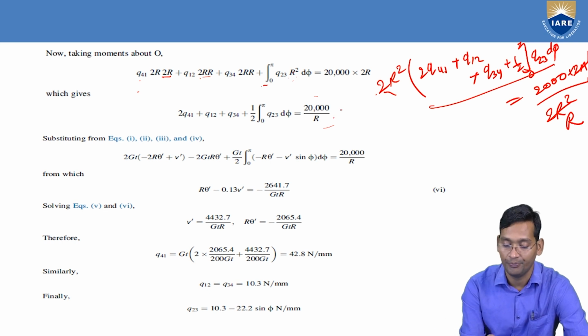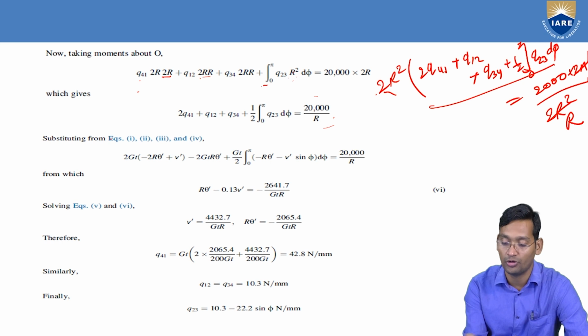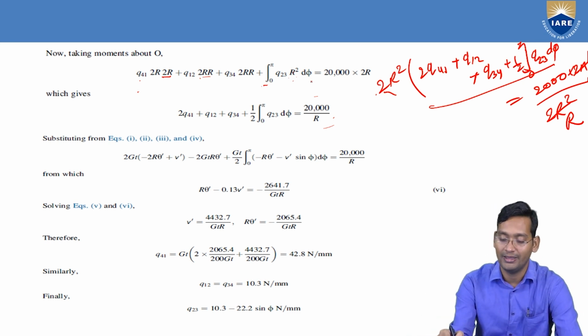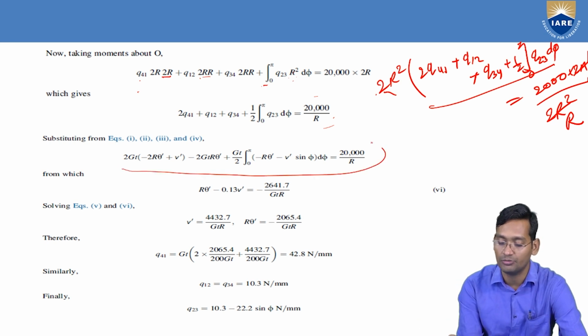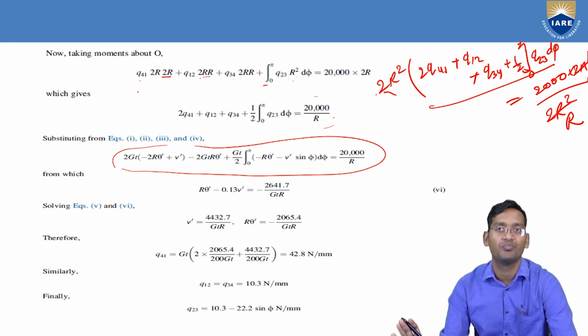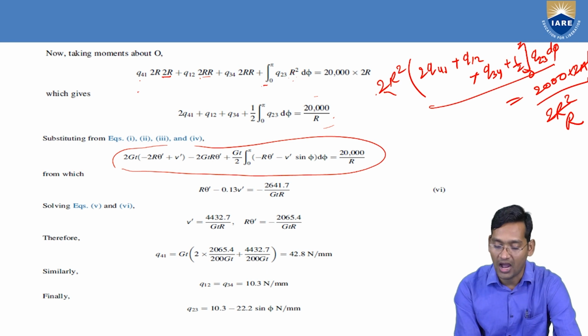So this is, yeah. Substituting equation 1, 2, 3 and 4. Again, substituting from here just like the previous numerical. Substitute 1, 2, 3, 4 in these equations. Okay. Then you will have the equation in terms of R theta dash, V dash and U dash. Solve for theta dash, V dash, U dash. So after solving this equation again will be there.